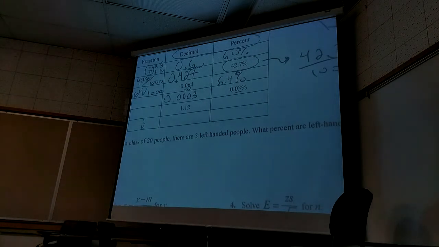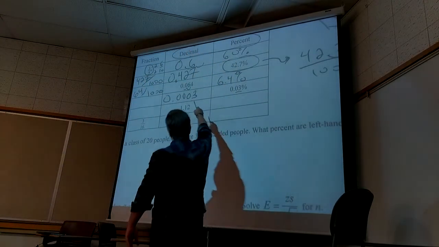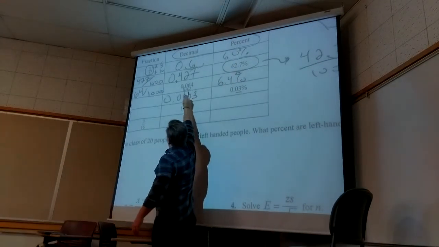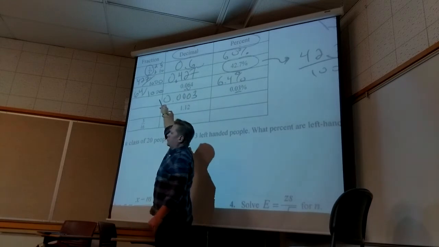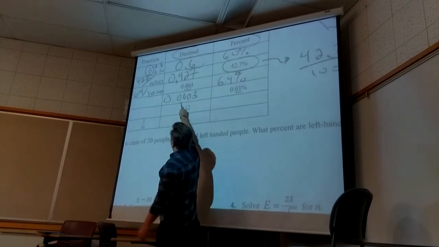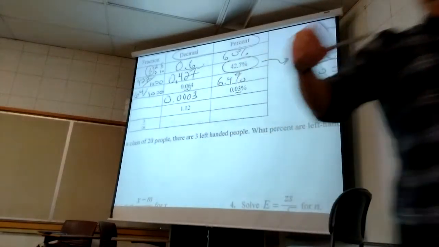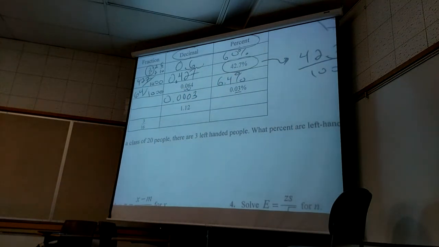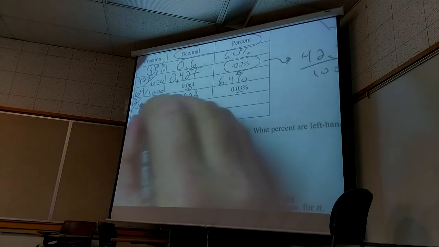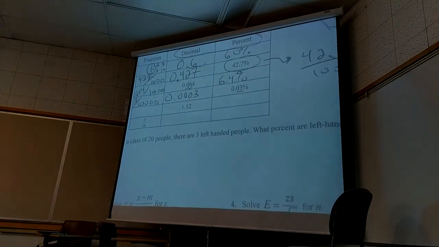3 over 10,000. You want to see something funny? How many decimal places are there in this one we just did? 4. How many zeros were there on the bottom? 4. So it's 3 over 1, 0, 0, 0, 0. Why is that? Because that's just the place it's in. It's that far over, so it's in that place.